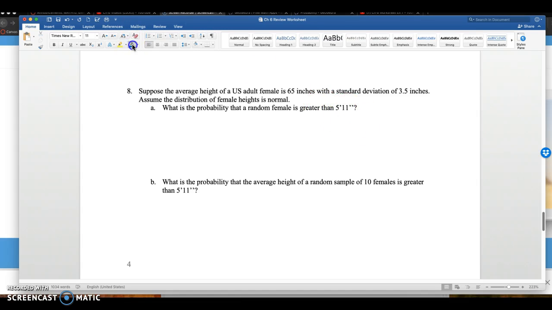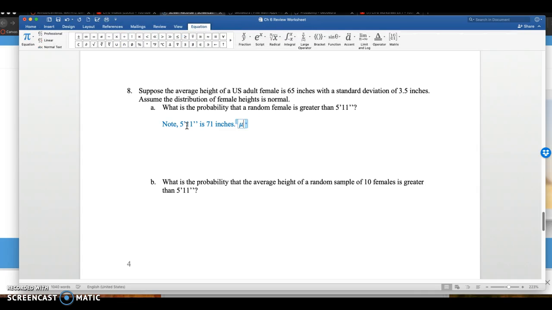11 inches. So first thing I want to note is that 5 foot 11 inches is, you can think about like 6 feet tall would be 6 times 12 is 72. And then we're losing 1 inch from 5 foot 11, so 71 inches. Then we're going to assume here mu is 65, and that the population standard deviation, sigma, is 3.5.